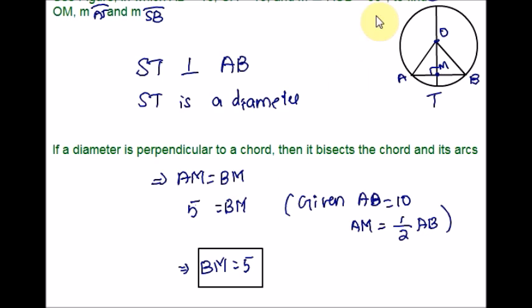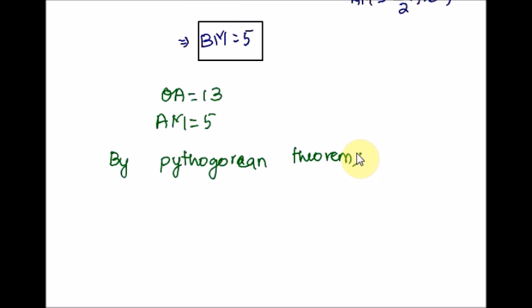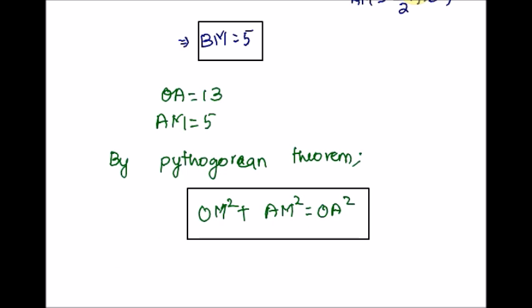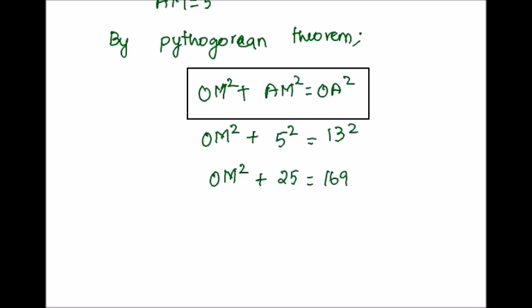Let me show you on the board. Pythagoras theorem says the hypotenuse squared will be equal to the sum of the squares of the other two sides. Just plug in the given information. Replace AM by 5 and OA by 13. Square of 5 is 25, square of 13 is 169. Subtract 25 from both sides, take the square root. Hope you're clear so far.